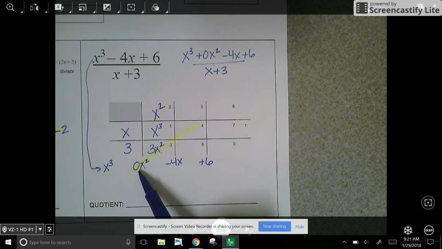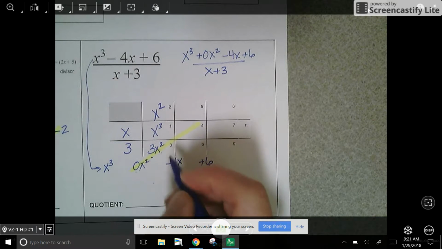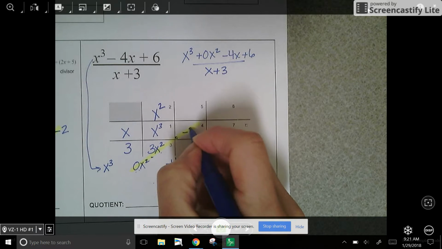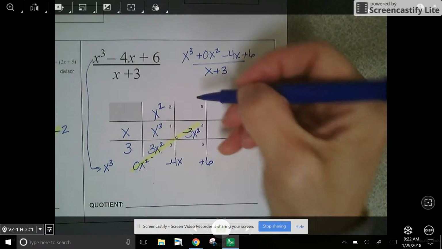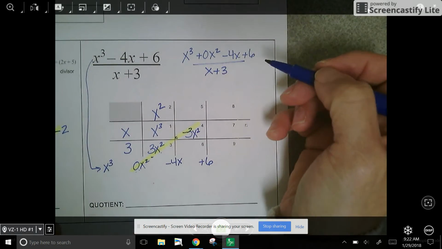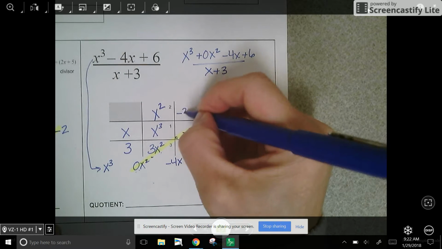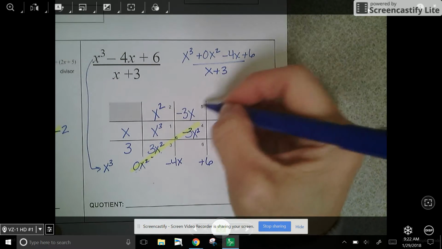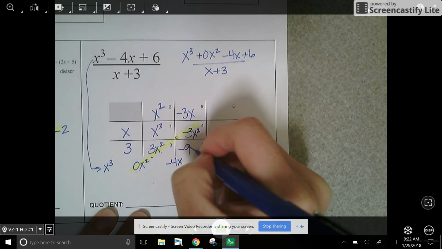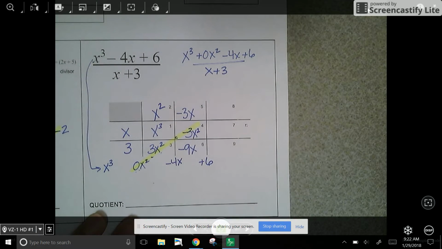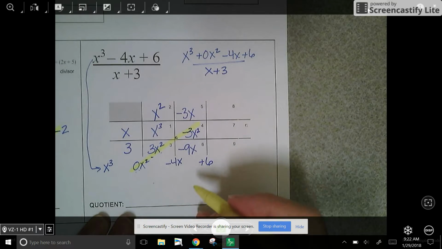So because this is x squared, it only makes sense that we have the 0x squared there. To find box 4, we're going to do 0 minus 3, and that ends up giving us negative 3, and they have to be like terms, so x squared. Something times x is negative 3x squared, so that's going to be negative 3x. Negative 3x times 3 is negative 9x. So I'm using multiplication and subtraction really to fill this whole thing out.